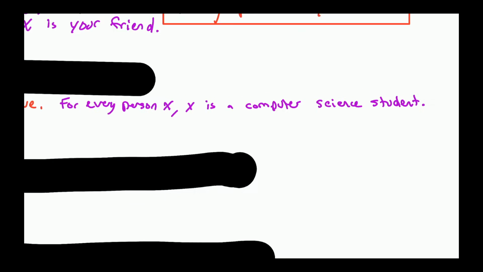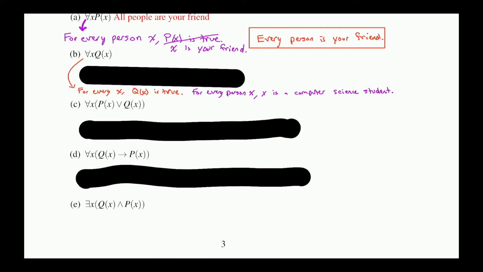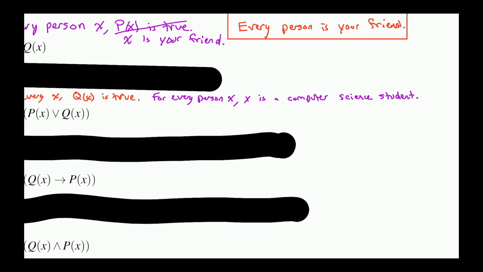All right. Now that's a very awkward sentence, right? For every person X, X is a computer science student. So we don't want that. You want to say it nicer, or better. So how do you say that better?